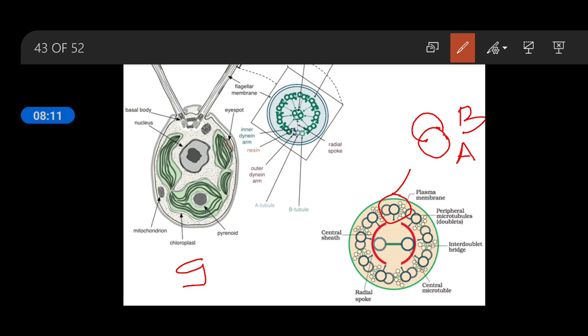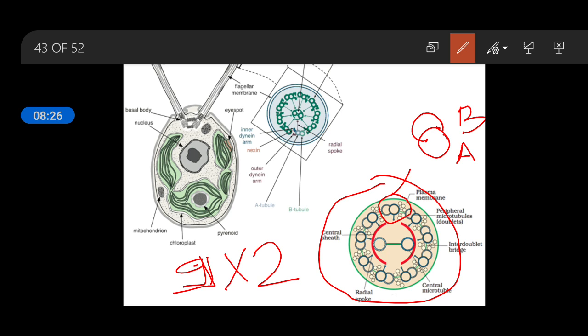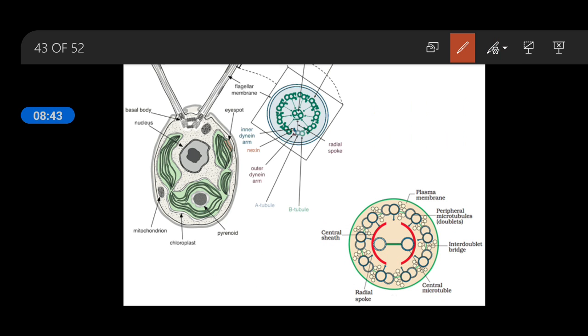In this way, if we see only the peripheral part, meaning a total of 9 doublets, the total number of microtubules in the periphery is 9 into 2, equals 18, since they are present in doublet form. And in the central region 2 more microtubules are present, one is this, another is this, so plus 2, total 20. So a total of 20 microtubules are present in a flagellum. Okay, in this diagram you can also see that the plasma membrane surrounds the complete flagellum.